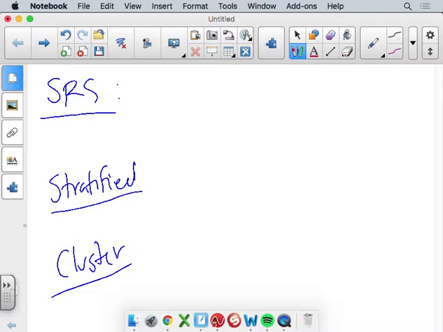Whatever it is, that's the basic idea of a simple random sample. You number all the variables, I guess you could say. So I number all of you, or I could give you the letters A through G, or whatever. I give you some sort of identifier.